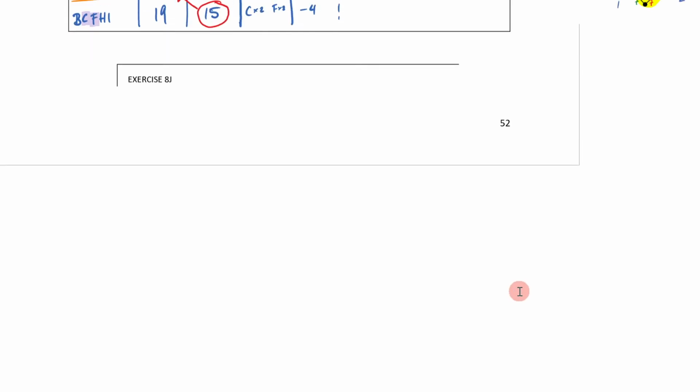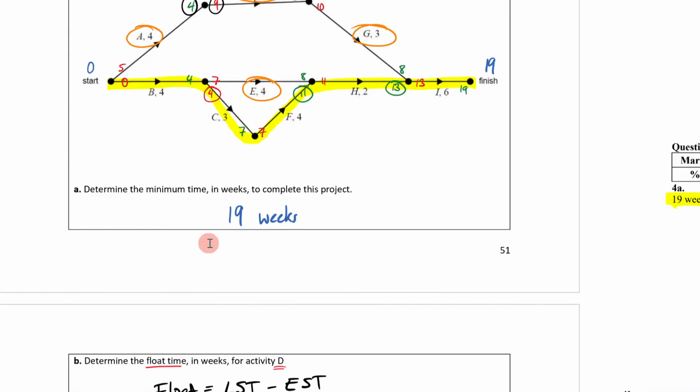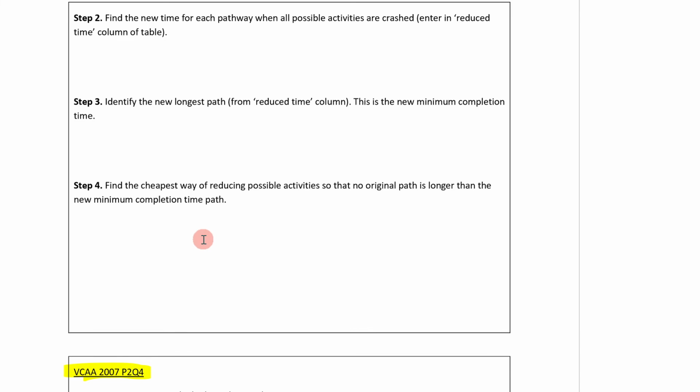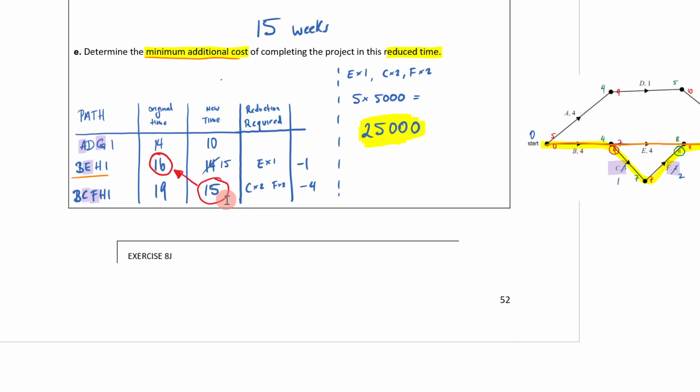Before we close up this video, what I want you to take note of is that this table method is nicely laid out with instructions up here. If we go all the way back up here, notice the last step, which says we want to find the cheapest way of reducing the possible activities so that no original path is longer than the new minimum completion time. So if we come back here, do you notice that once we had applied our reductions, what we ended up with was an original path having a bigger value than our new time there. And that's how we knew that we had to fix that issue there.